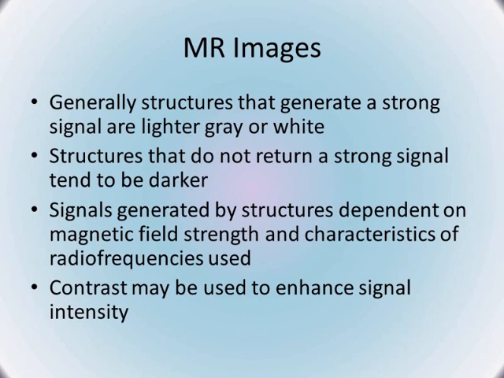A couple items about MR images. The structures that generate a strong signal are lighter gray or white. Structures that do not return a strong signal tend to be darker. There are things to consider with regard to signals, because we could look at T1 or T2 weighted signals, and we are also looking at diffusion studies, which are a T2 weighted image. We stayed away from the remainder of them just to simplify MRI a little bit. The contrast media we use in MRI is not iodine or barium, but rather is gadolinium, and it can be used to enhance signal intensity.